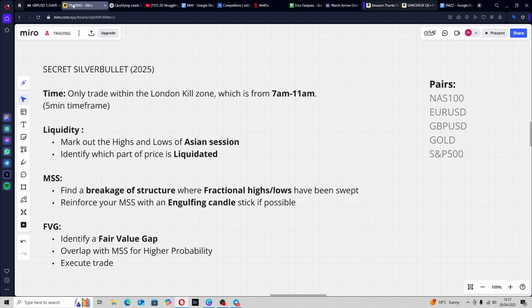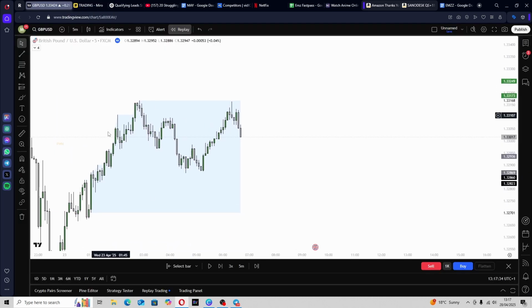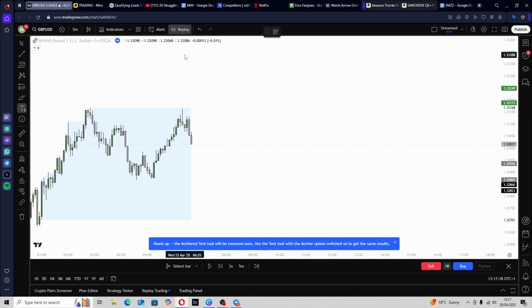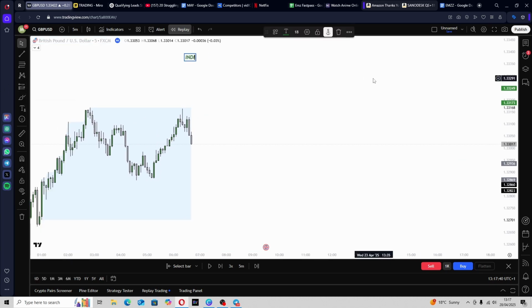You mark out the highs and the lows of Asian session. I'm not going to say the time or whatever. You can read it. You just need to mark out the highs and the lows of Asian session. As you can see, the blue area is all Asian session because of the indicator that I'm currently using, and I'm going to be giving you the indicator name. The indicator is called Asian Session Range. So that's the indicator name right there.